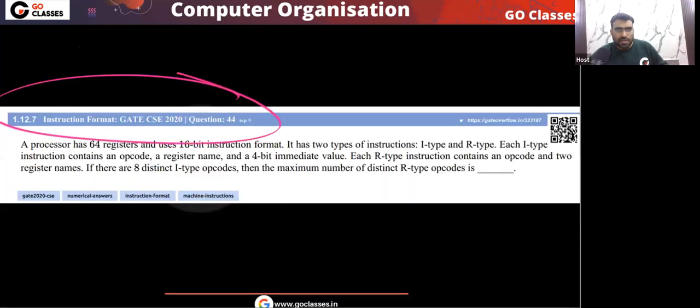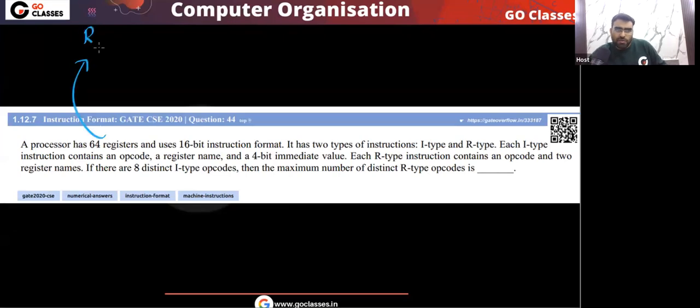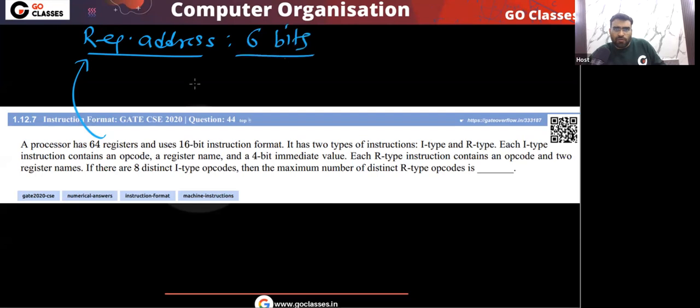So let's solve this GATE 2020 question. A processor has 64 registers. So tell me, for register address, how many bits do you need? Total 64 registers are there. So for register address, you need a total of 6 bits. Yes or no? Very simple.